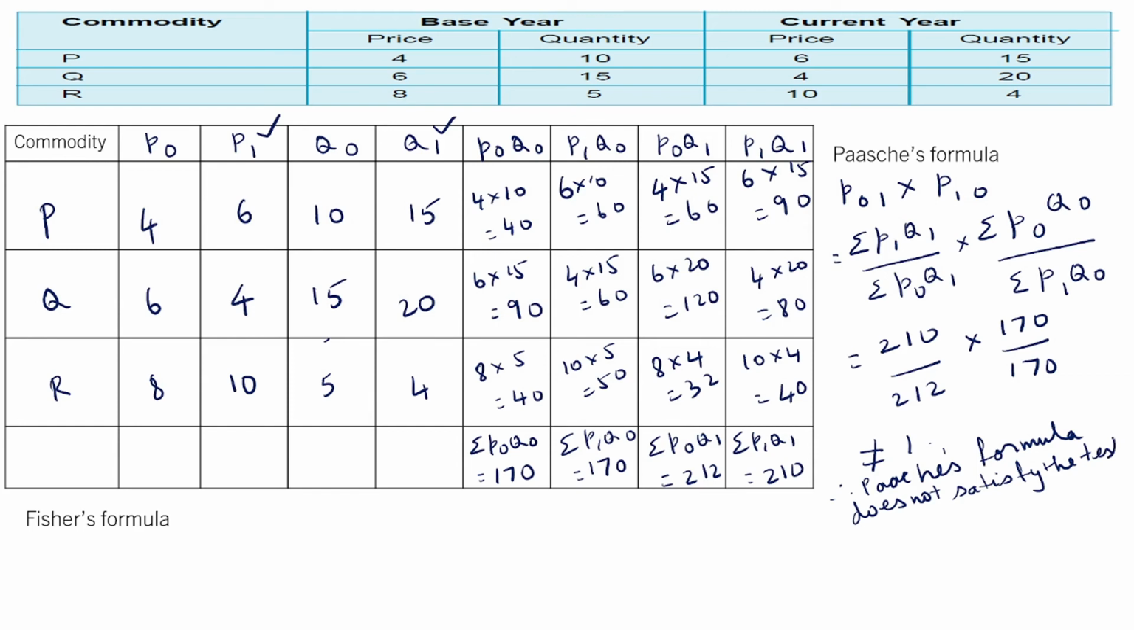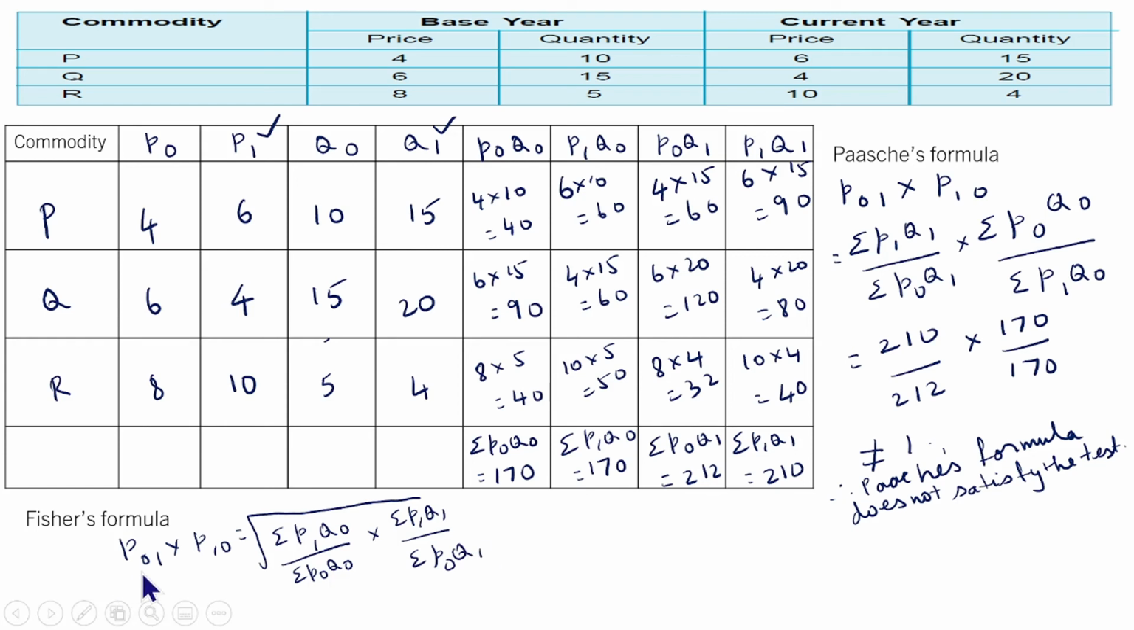It is the time reversal test that is being asked. Now we will come to Fisher's formula. For Fisher's formula also, let us find P01 into P10. If we want to find P01 into P10, it is given by root of summation P1 Q0 upon summation P0 Q0 into summation P1 Q1 upon summation P0 Q1.